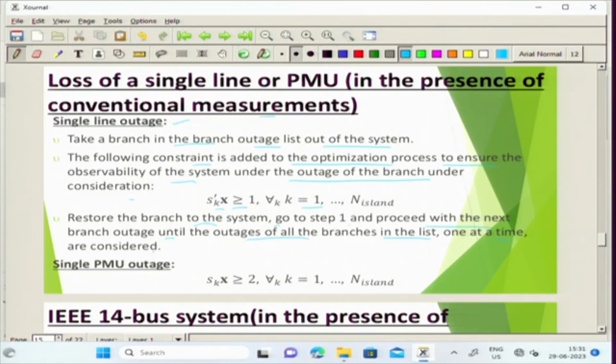So basically we are going to consider all the possible outages and see to it that bare minimum observability would be there. Then, similar to the single line outage, let us also consider a single PMU outage. In this case Sk(x) is greater than or equal to 2 for all the islands being considered.